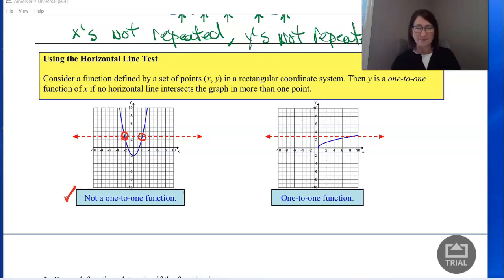Let's look at the example to the right. That one is a curve. It's actually a square root function, so it's a curve that starts at the origin. And this one, if I was to draw a vertical line, it would only intersect that curve in one spot. And then my red horizontal line only intersects in one spot. So because the x's and the y's are not repeated, it is a one-to-one function.